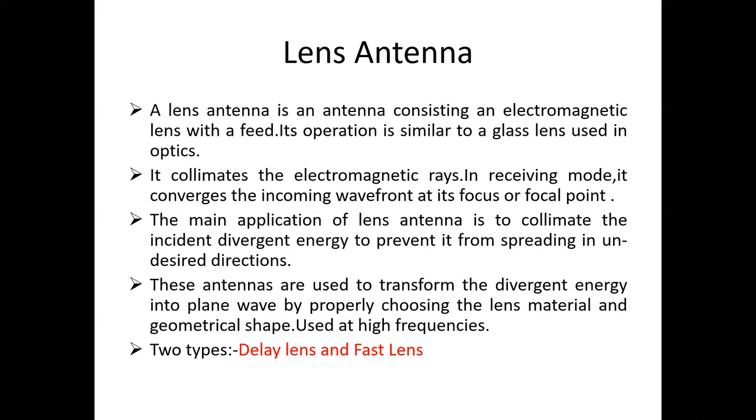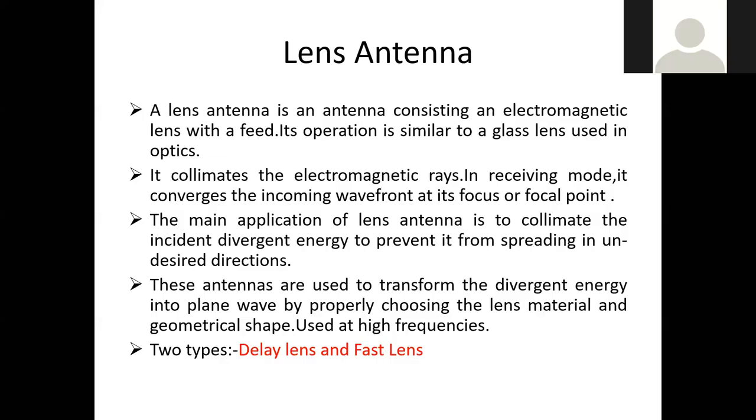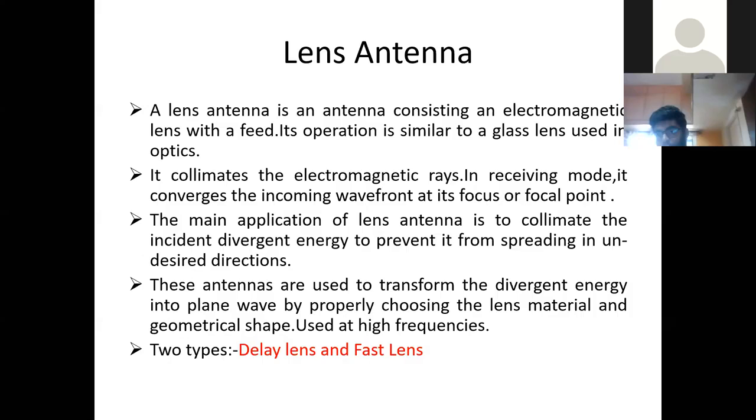So depending upon whether it is working as a receiving antenna or transmitting antenna, it will collimate the rays or it will diverge the rays, or it will convex the rays. So it will be depending upon whether it is receiving or transmitting. Transmitting means it will be converted to parallel wavefront, and receiving means all the rays coming in parallel wavefront will be falling onto the focus. So this is how the antenna will be.